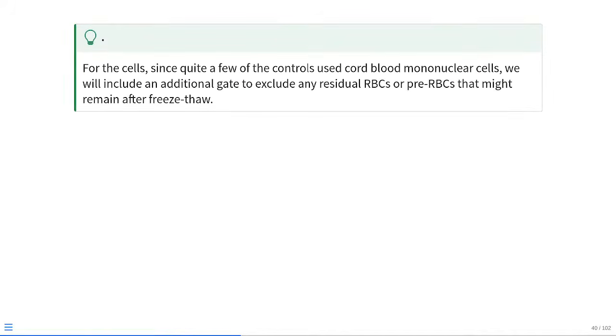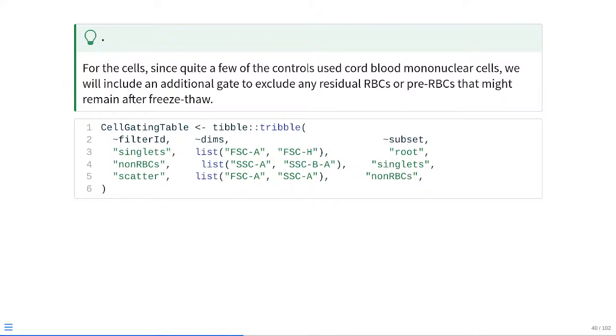However, for cells, given that quite a few of our controls are actually not peripheral blood mononuclear cells, but actual cord blood mononuclear cells, we're going to need to add an additional cleanup gate, namely to get rid of any residual red blood cells or pre-red blood cells that might be present after the freeze-thaw cycle. So as you can see, this is a little bit more complicated on the gating template. To get rid of those RBCs, we're taking advantage of the difference in the absorbance of the hemoglobin for the violet versus the blue laser. So we're putting side scatter A versus side scatter blue to include only non-RBCs, and then we can draw a scatter gate afterwards.